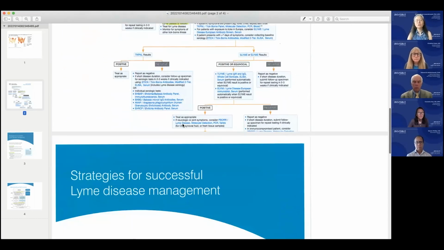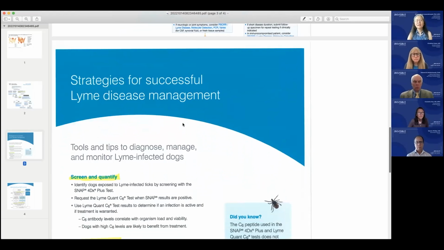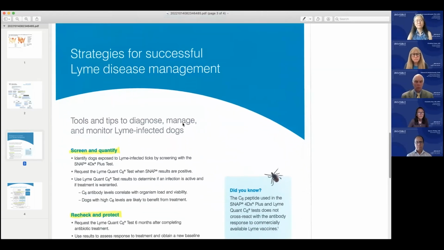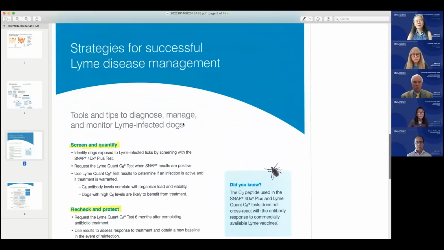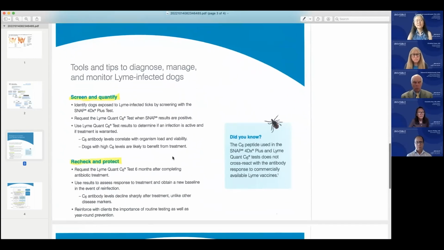And I also want to look at the animal testing. This is from the IDEXX lab. There are strategies in successful Lyme disease management. They're saying to screen and quantify, recheck, retest. In fact, they said every dog every year needs to be screened for Lyme disease.